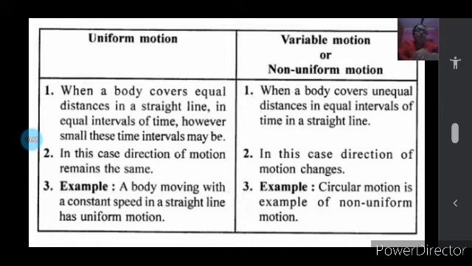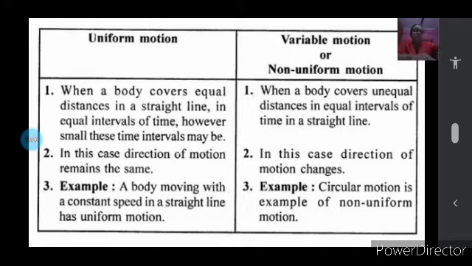Now variable motion, or non-uniform motion. When a body covers unequal distances, unequal meaning not 2 meters, 2 meters, but once 2 meters, then 3 meters like that, even though it is maintaining equal intervals of time in a straight line, it is said to be non-uniform motion. In this case, the direction of motion may be changing because it may be moving in a zigzag, as a car in heavy traffic might, children. That type of motion is called non-uniform motion.